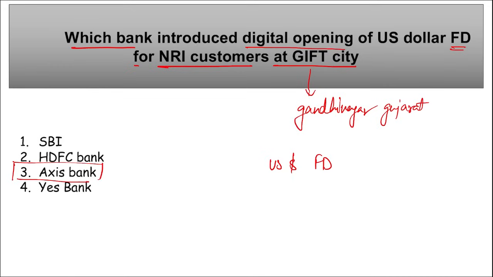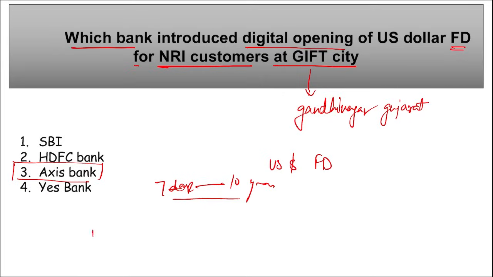Axis Bank introduced a digital opening of US dollar fixed deposit for NRI customers at Gift City in Gandhinagar, Gujarat. And here Axis Bank became the first bank to offer digitization of Gift City deposits. Here the customers can conveniently manage their fixed deposit and enjoy flexible investment tenures ranging from 7 days to 10 years. Right? Partial or full mature FD closure can also be requested through Axis Bank mobile application.